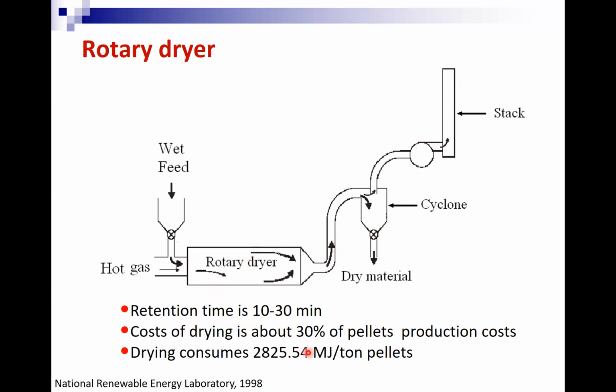The cost of drying is about 30% of the pellet production cost. So 30% is very significant for drying, because basically you have to have some kind of energy added to the rotary dryer here. Based on this study at the National Renewable Energy Laboratory in 1998, the pellets consume about 2,800 megajoule per ton of pellets. So it's really energy consuming. This is just an example for the pellet production.